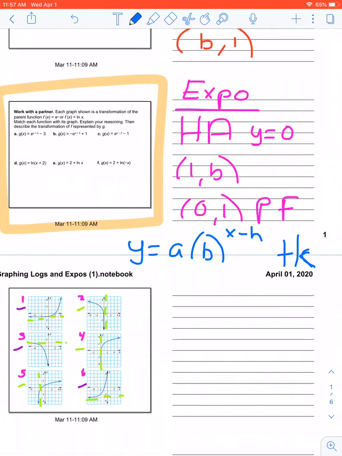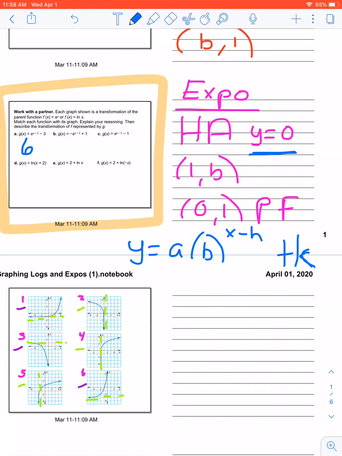So let's look at these exponentials. Let's look at letter A. In A, I see that the -3 is going to cause the graph to shift down 3, okay? Which means that the original horizontal asymptote at y equals 0 would go down to y equals -3. So right away, I know A has to go with 6. It also tells me that the +2 means the graph is shifting left 2. So instead of being at 1 comma b, it's going to shift left 2.